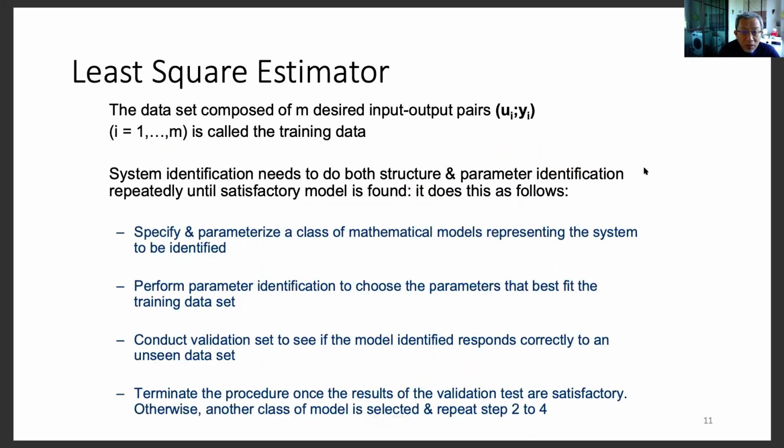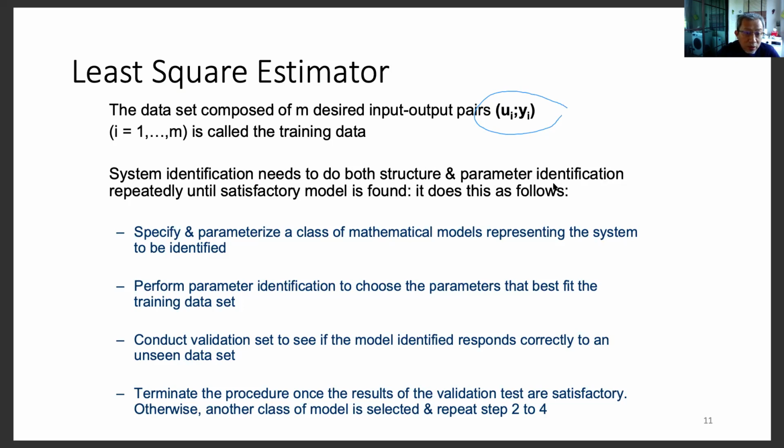The least square estimator is one of the methods in the identifier algorithms where we must have input-output pairs, which are known as U and Y. I is the sequence, and you call it the training data. Sometimes it is 100, sometimes 1,000, 2,000, and so on. System ID needs to do both the structure and the parameter identification repeatedly until a satisfactory model is found. And this follows as shown.